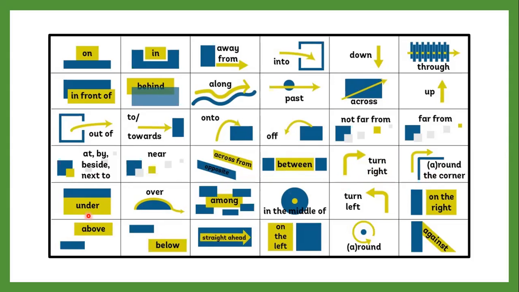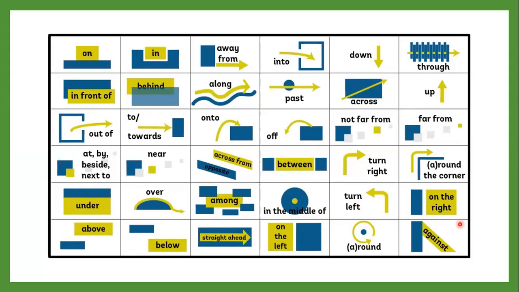"Under", the cat is hiding under the table. So something is above that thing and it is under it. Okay. "Over" is when you cross something over. Okay. "Among" is where you have so many things and it is amongst it, between it. Okay. "In the middle of", definitely it's in the center. "Among" can be anywhere, and "in the middle of" is in the center.